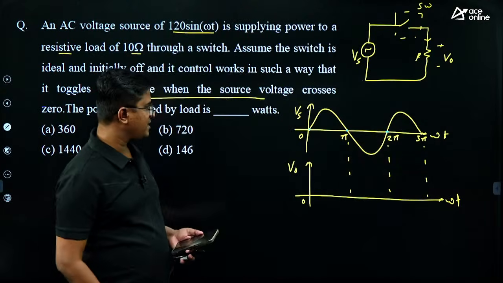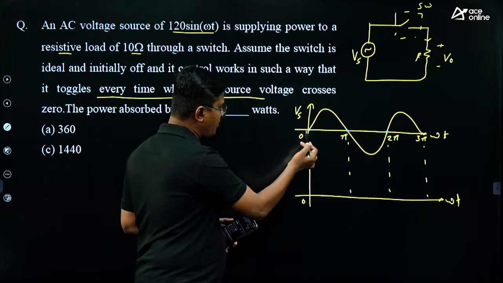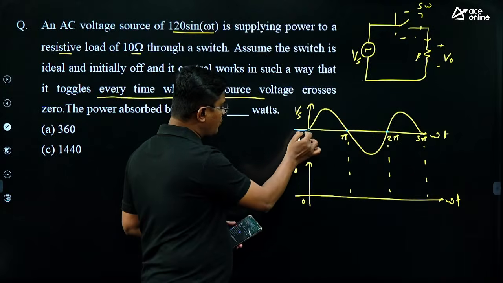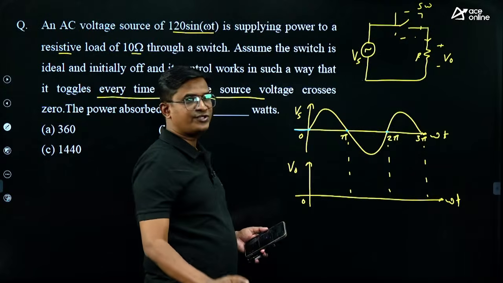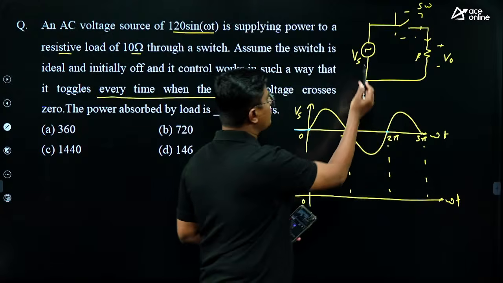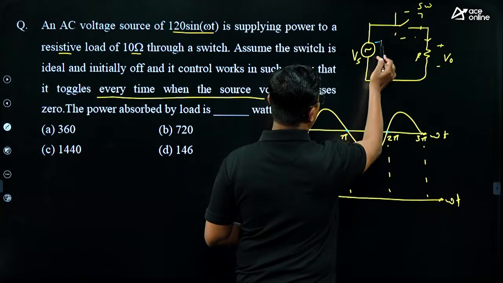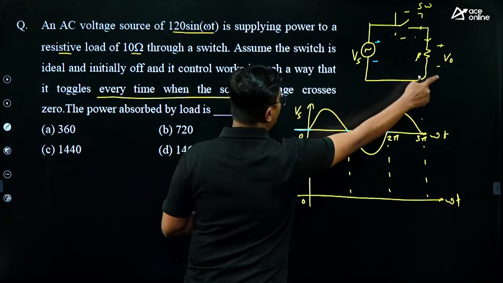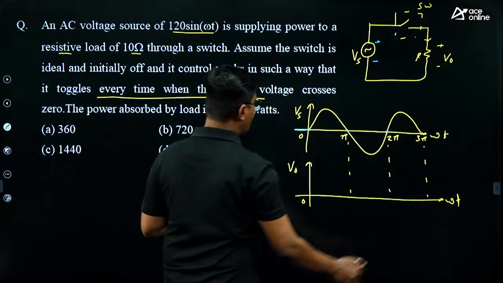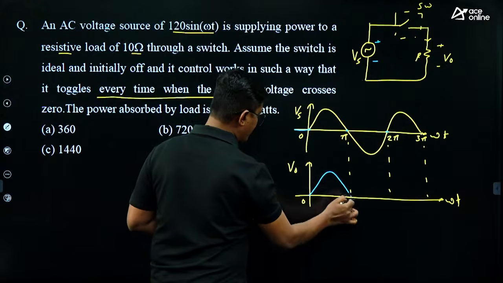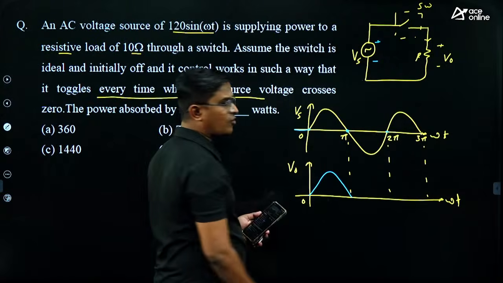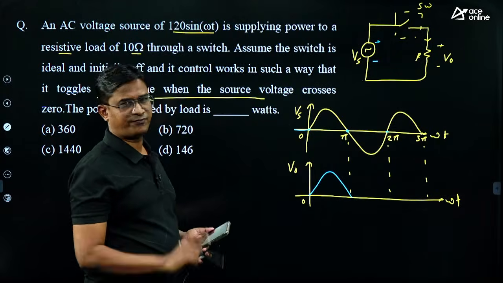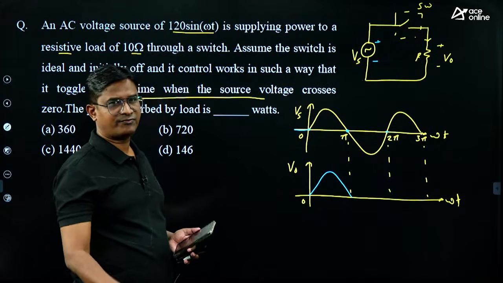Now tell me, they are saying initially the switch is in an off state. So before this point the switch is in an off state. When the supply voltage has a 0 crossing here, at that time your switch will turn on. When the switch turns on, what is my output voltage? Same as that of the supply voltage, 0 to pi Vs positive. When the switch is turned on, I am getting V0 equal to Vs. At pi again the supply has a 0 crossing. So at pi my switch will again turn off. Toggle means it will again turn off, right?